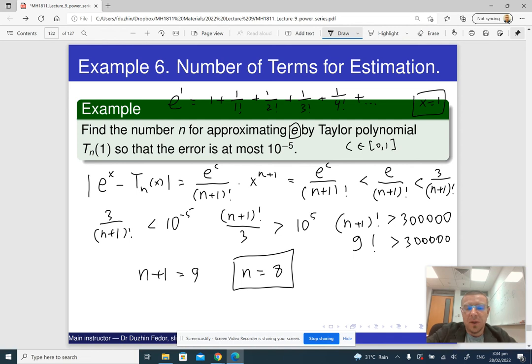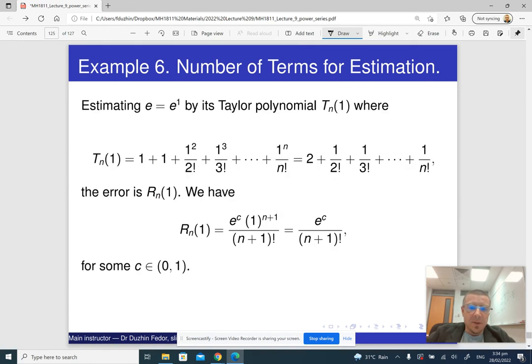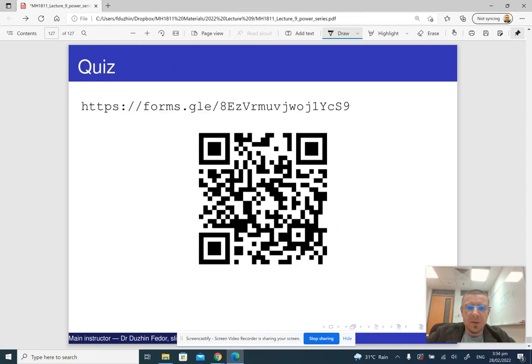So it is enough to take 8 terms of the Taylor series. If we approximate e to the x with the Taylor polynomial of order 8, then this is going to be enough to find e with the error at most 10 to the minus 5. All right, so here is the printed solution, and that's basically it, and that's the end of this part and the end of the lecture.